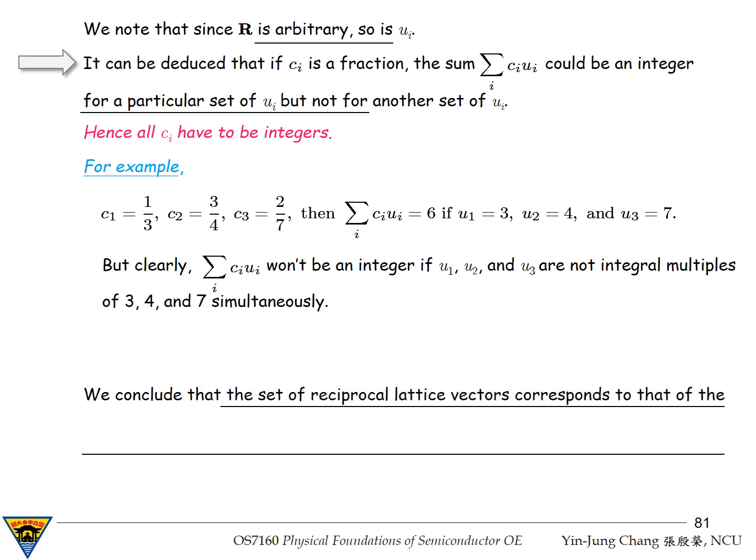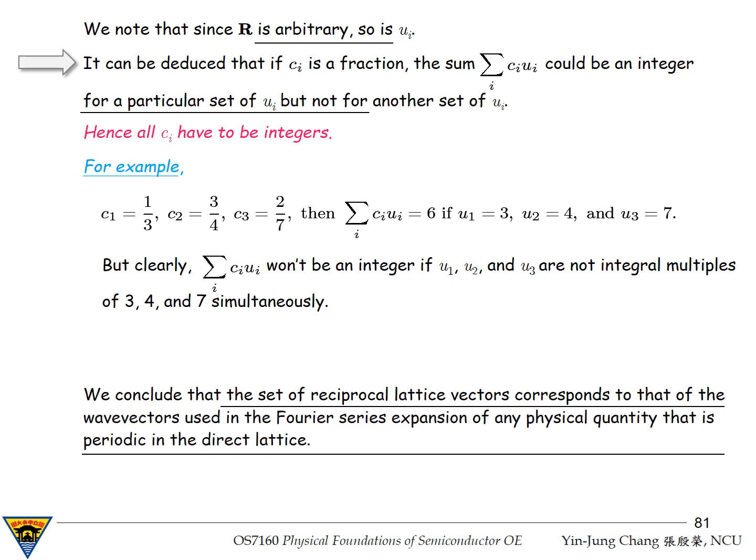So we conclude that the set of reciprocal lattice vectors corresponds to that of the wave vectors used in the Fourier series expansion of any physical quantity that is periodic in the direct lattice. In other words, the allowed wave vectors appearing in the Fourier expansion of any physical quantity periodic in the direct lattice are exactly the reciprocal lattice vectors. This is a very deep and important conclusion.